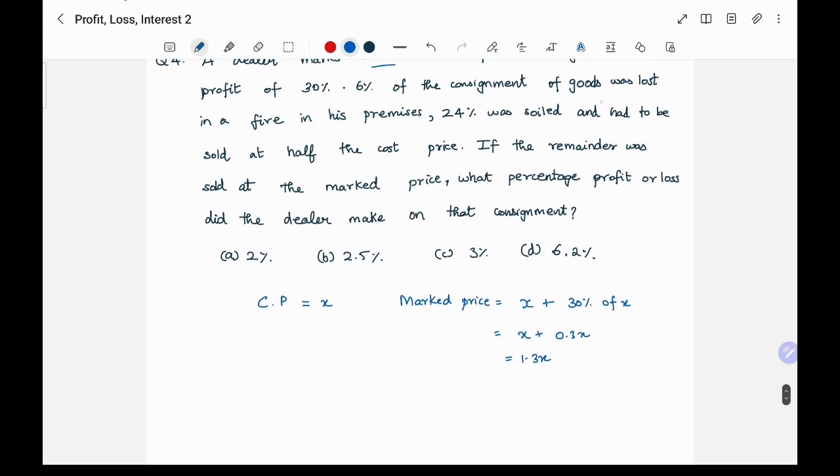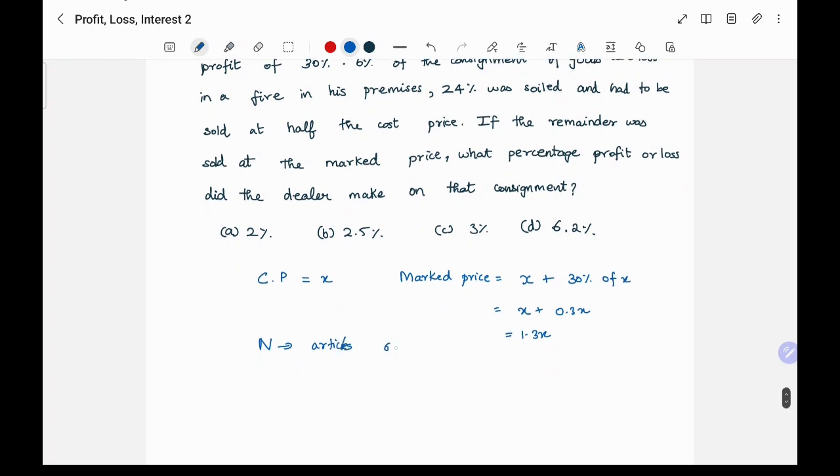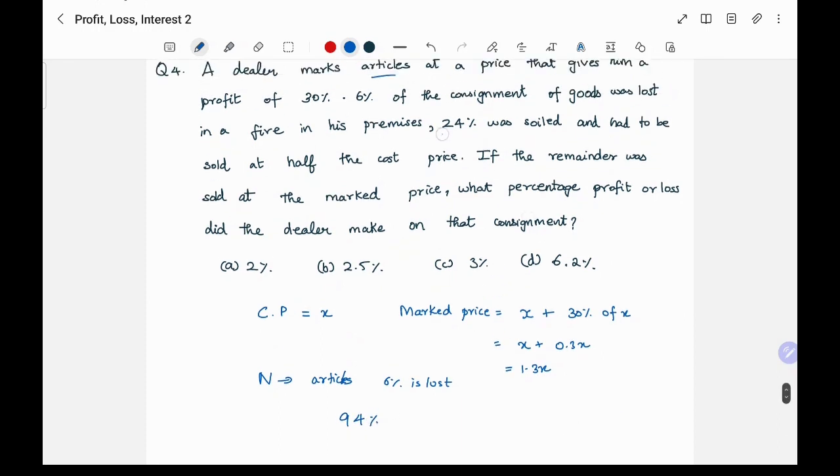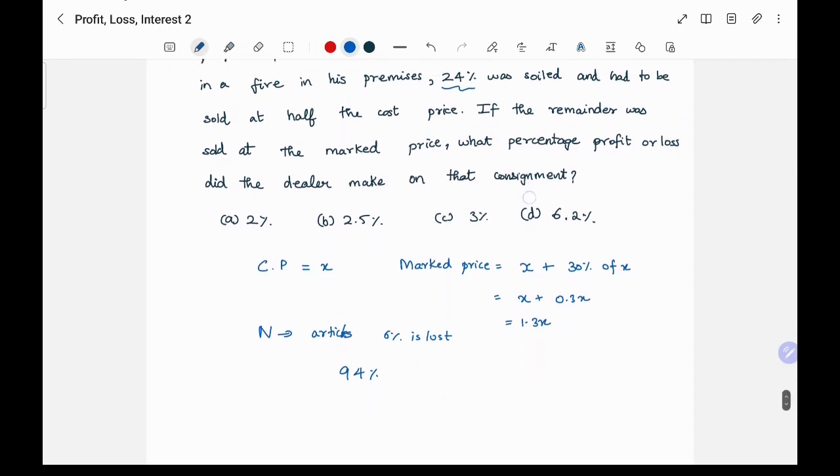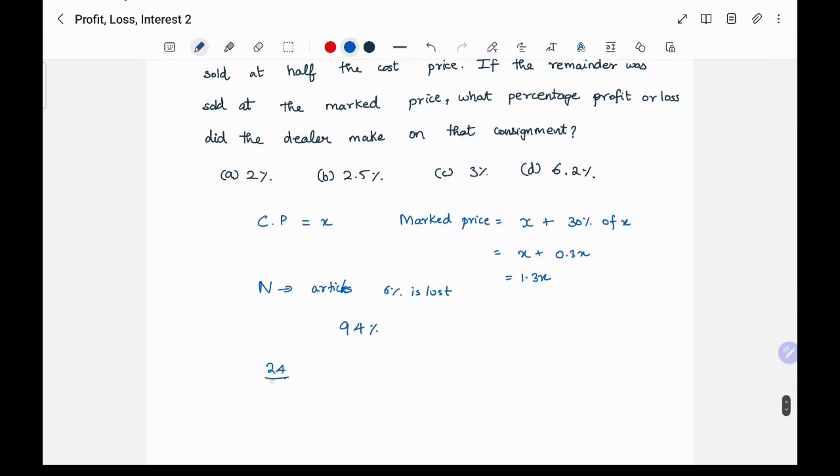And 6% of the consignment of goods was lost. Let's say there are N goods, N articles. 6% of this N is lost. So remaining he has 94%. In that 94%, 24% was soiled and had to be sold at half the price. So 24 by 100 N is sold at half the price. This N can be anything. Finally, this N will cancel out. So let's conveniently assume this as 100.